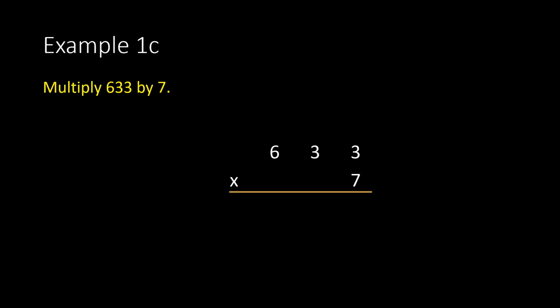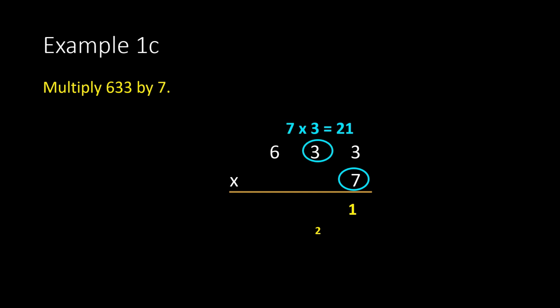Now for the next example. We are required to multiply 633 by 7. So let's set this up again as shown on your screen and begin multiplying from the right-hand side. So 7 multiplied by 3 equals 21. We place the 21 as shown on your screen. Since we've carried over the 2, it is written as a small number or in a small font.